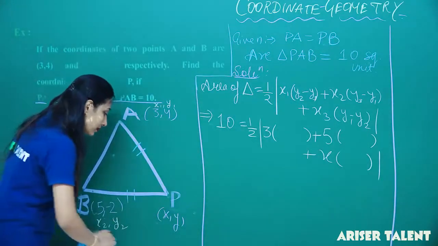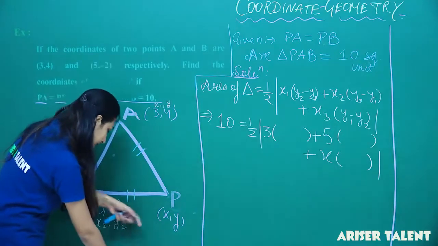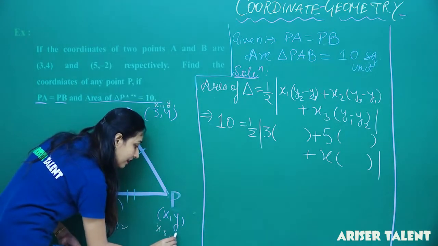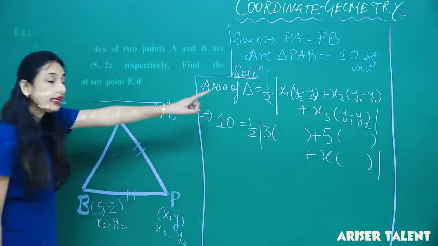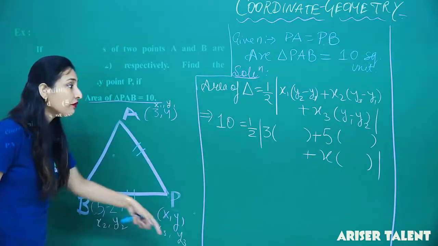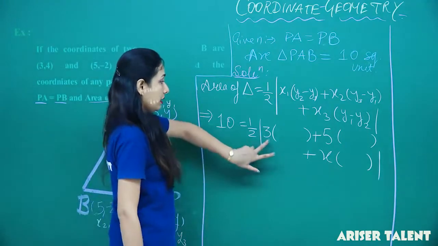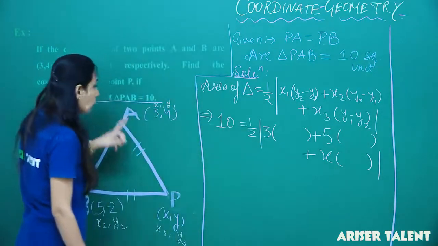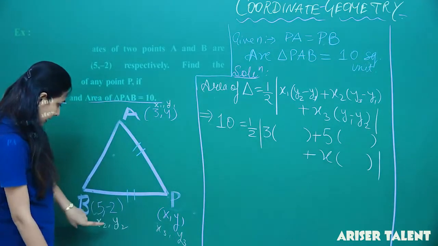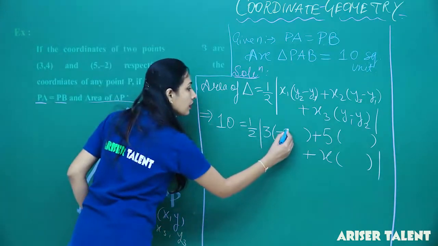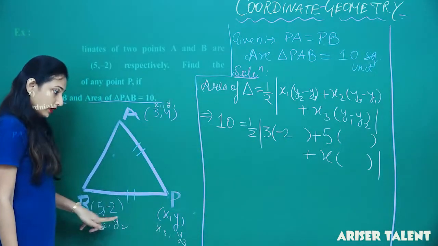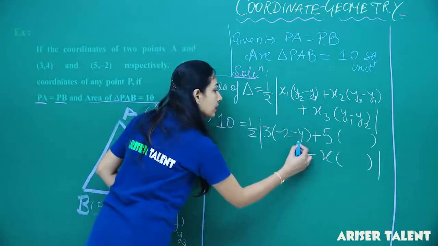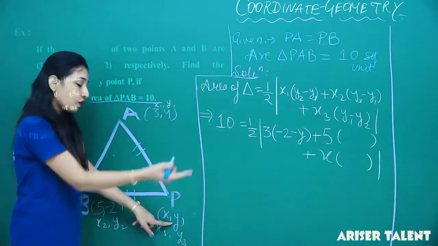Understand? This is basically your x3 and y3. If you go with the formula, this is your x3 and y3. Okay, so now after x1 I have to write y2 and y3. So y2 is here, that is minus 2, and y3 minus of y. So it's minus of y3.